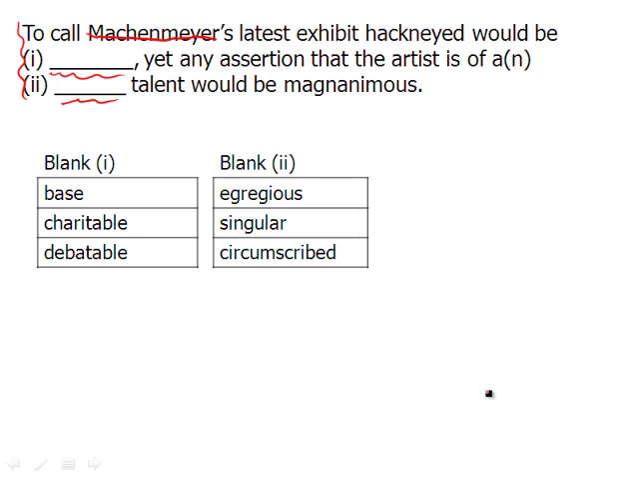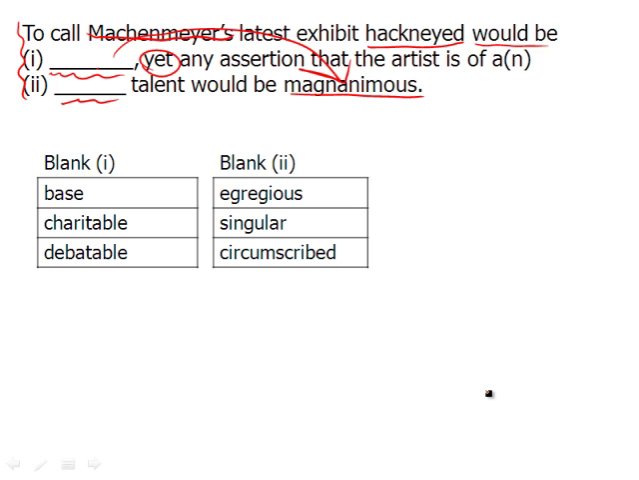Again, ignore names. To call M's exhibit hackneyed would be blank. Yet, asserting that the artist is of a blank talent would be blank. So there's what we call parallelism going on here. Parallelism would be blank, yet would be blank. And so knowing our identifying of the sentences from the one blank text completions modules, we know that there's a sentence shift afoot here. That is, this first blank is opposite to magnanimous. The question is, why is it not opposite to the second blank?